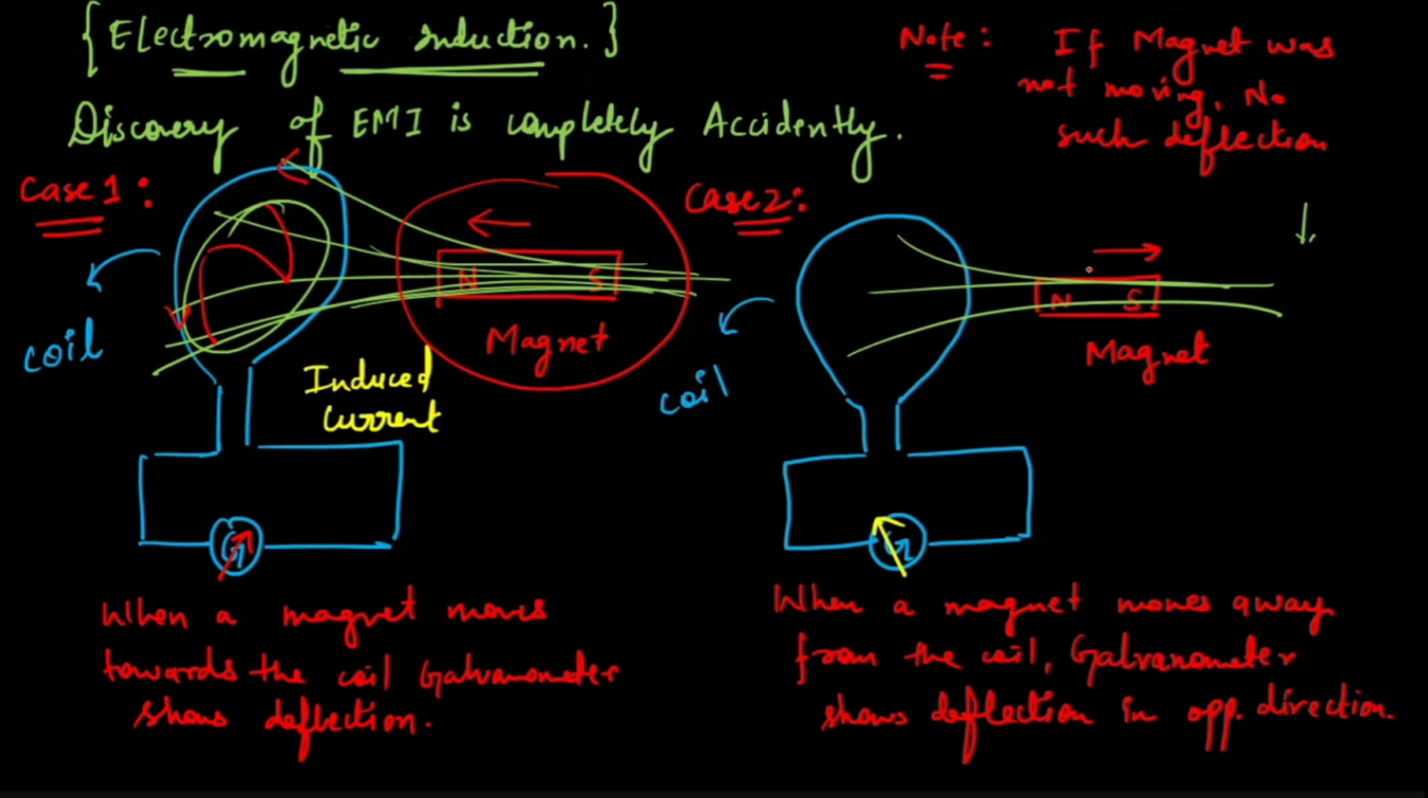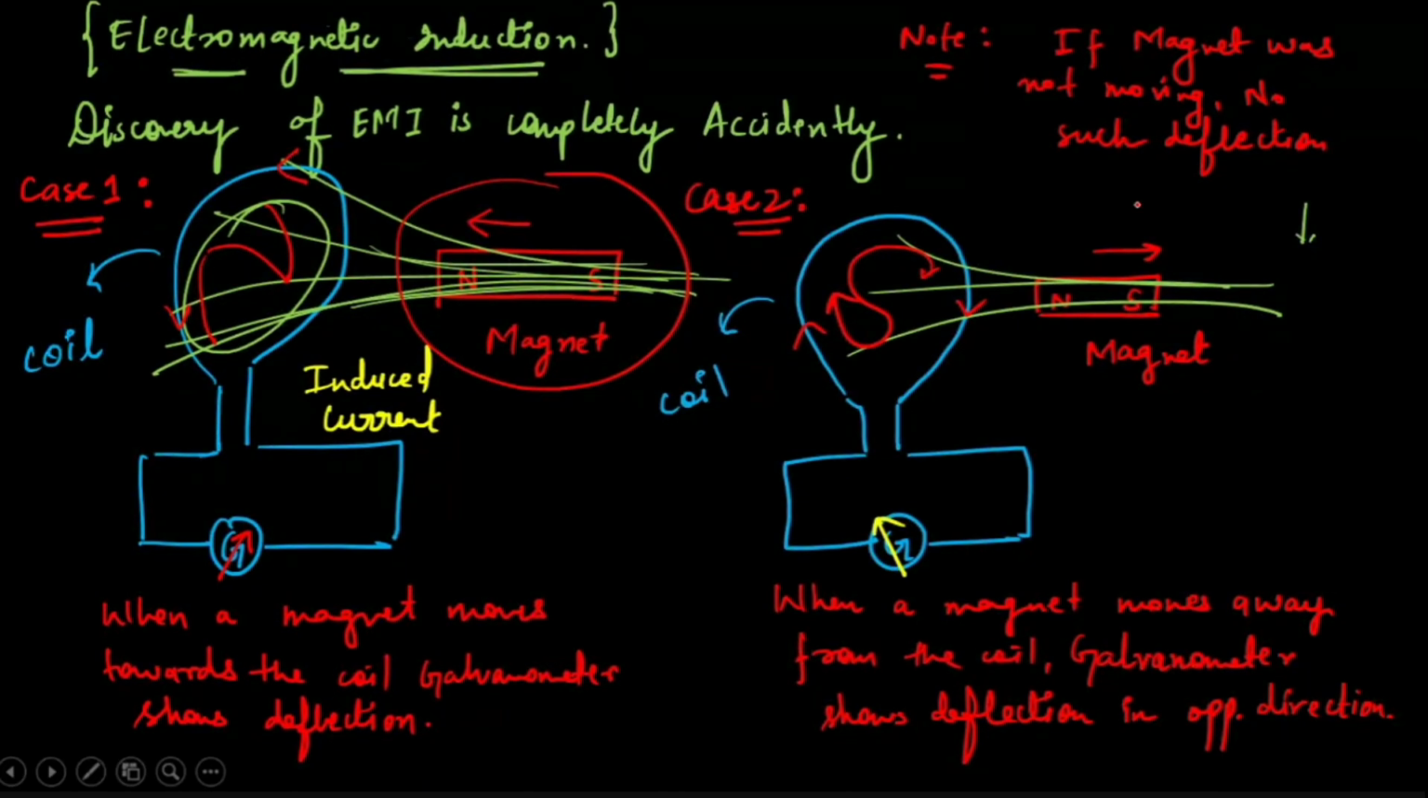Similarly, if it is going away from it, it has to stop the cause of its own production. So it will induce current in the coil in such a way that it will oppose its motion. So how can it oppose its motion? By simply inducing current in the opposite direction so that this coil stops moving, or so that this magnet stops moving. So it will induce a south pole so that it can attract itself.